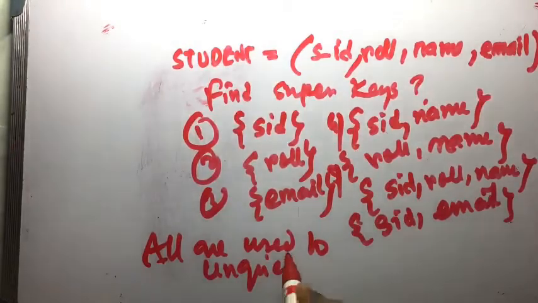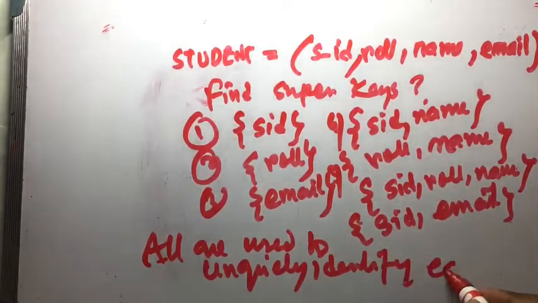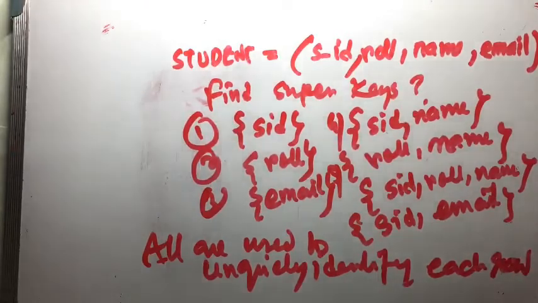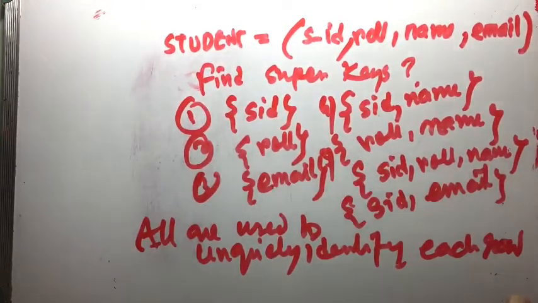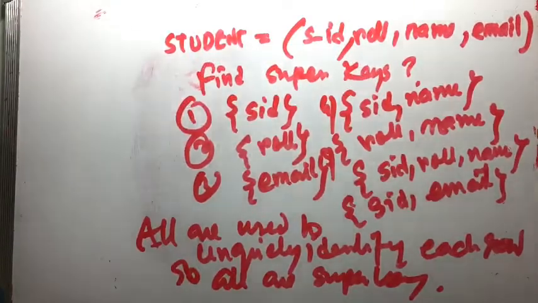All are used to uniquely identify each row. So all are super keys. So this is the concept of super key.